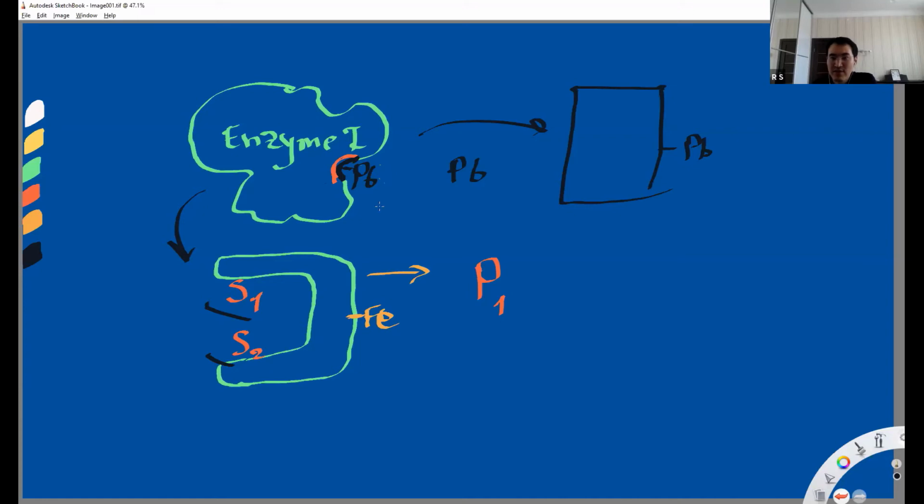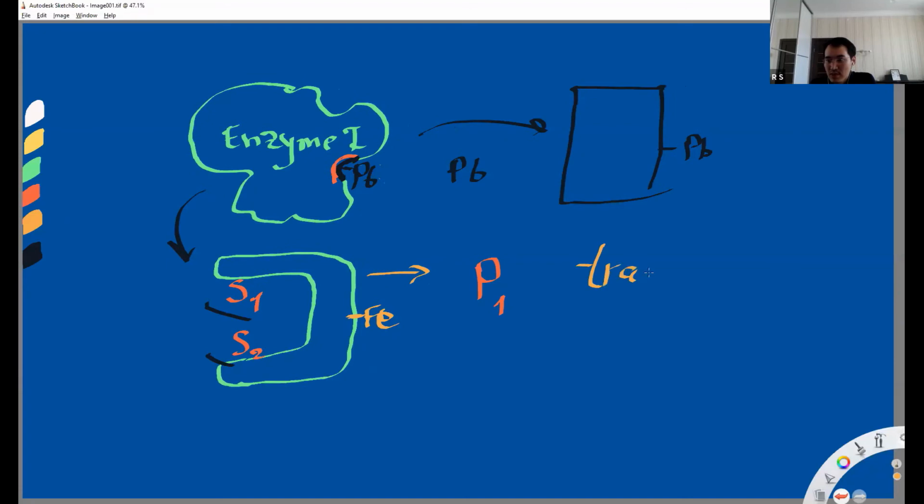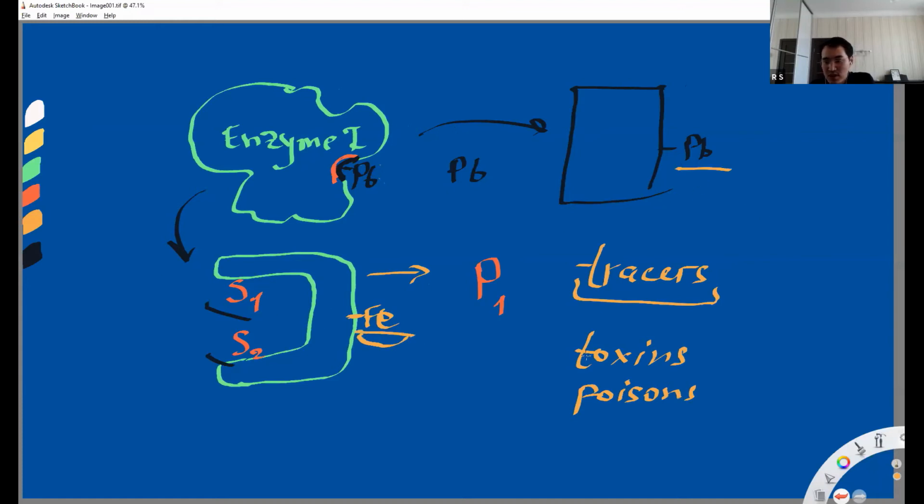That's why we have tracers. And these are efficient or beneficial elements. And we also have toxins, or poisons. That's why the plumbum is a poison and ferrum is the tracer. So they work against each other, but only in particular places and particular enzymes.